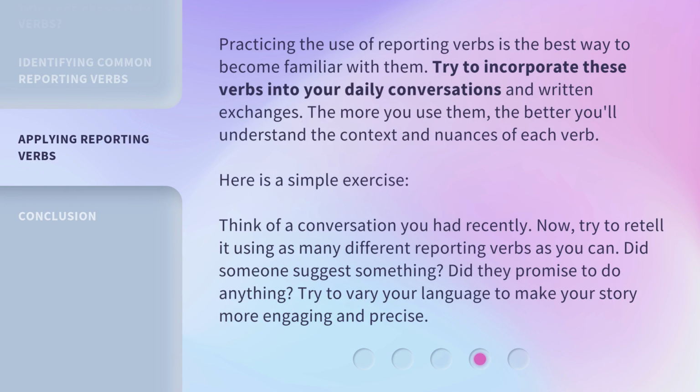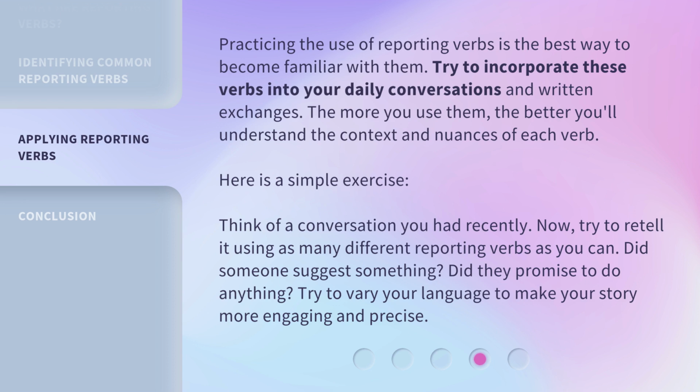Practicing the use of reporting verbs is the best way to become familiar with them. Try to incorporate these verbs into your daily conversations and written exchanges. The more you use them, the better you'll understand the context and nuances of each verb.